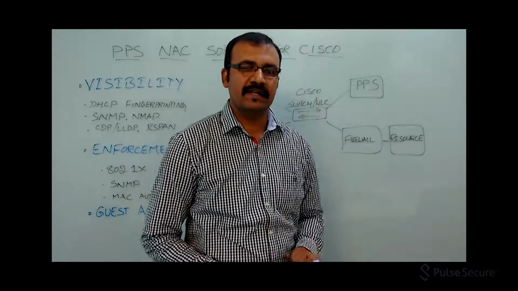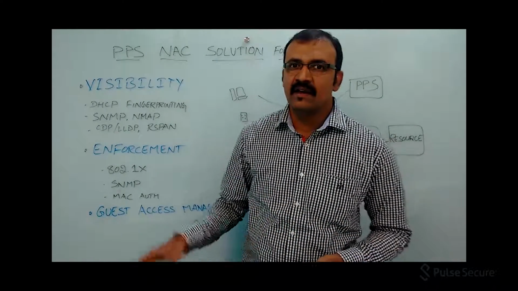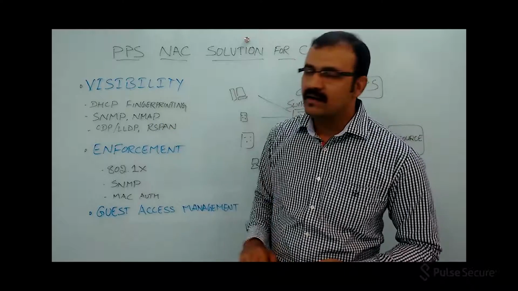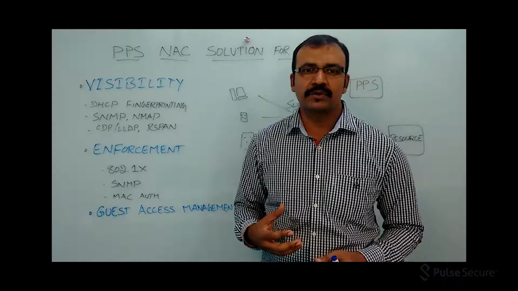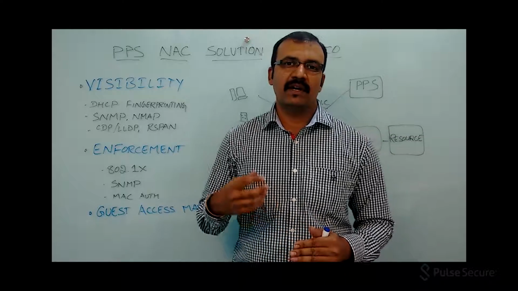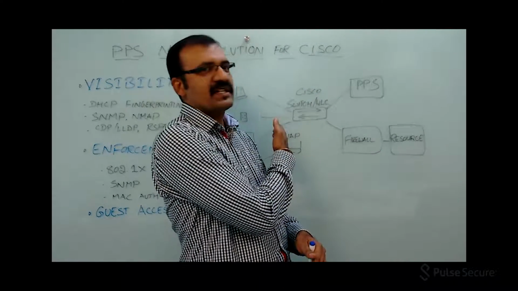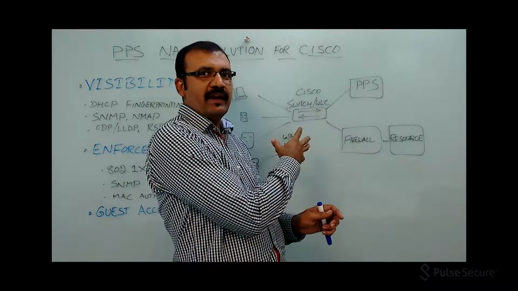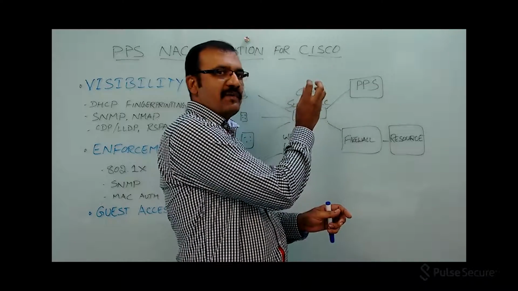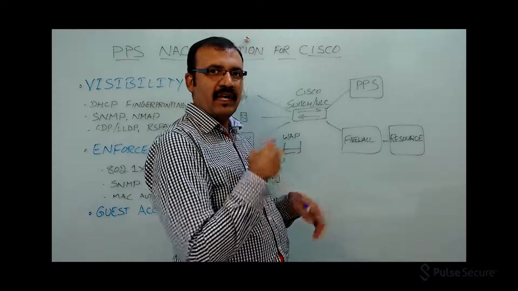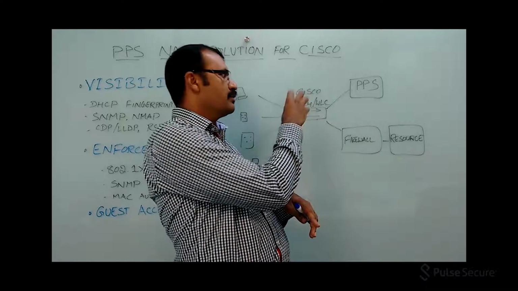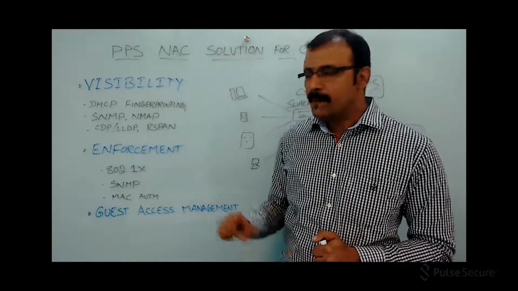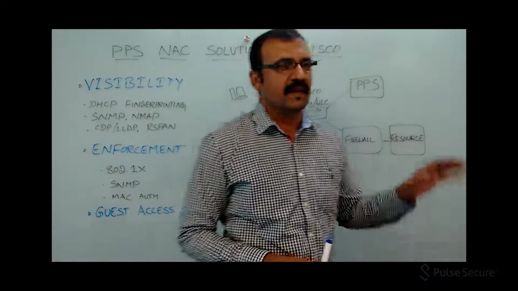So here, as I said, it makes use of different techniques like DHCP fingerprinting, SNMP, NMAP, CDP, Cisco Discovery Protocol, RSPAN, which helps the profiler to gather contextual data like what endpoint it is, what device type, what operating system it is in, what is the manufacturer, etc. in order to classify and categorize the devices, so the administrator can gain complete visibility of endpoints connected to the Cisco network.